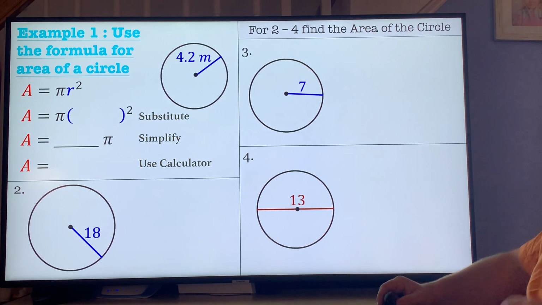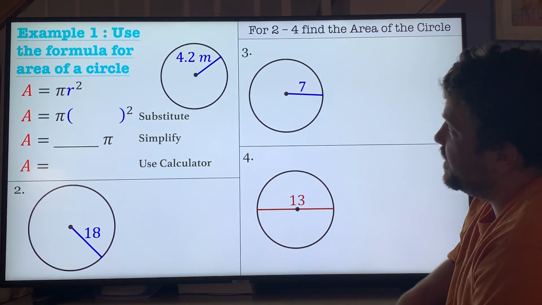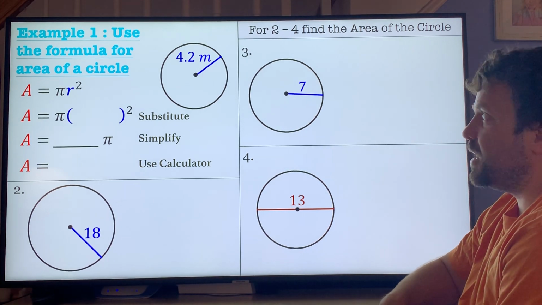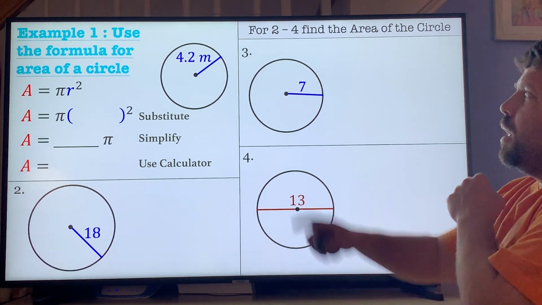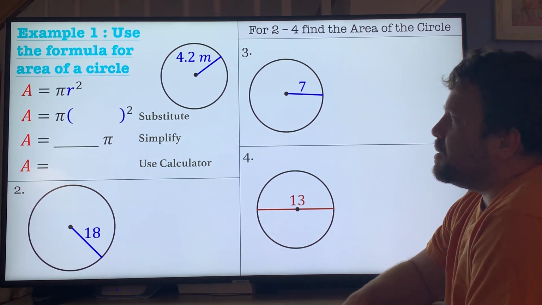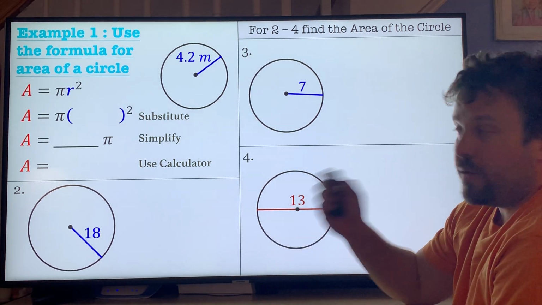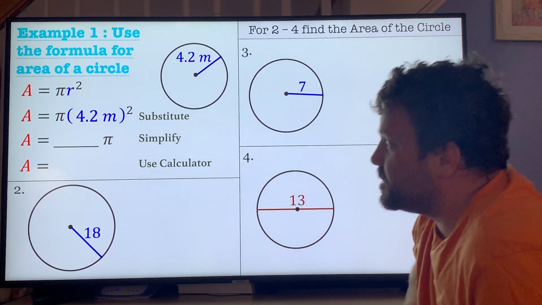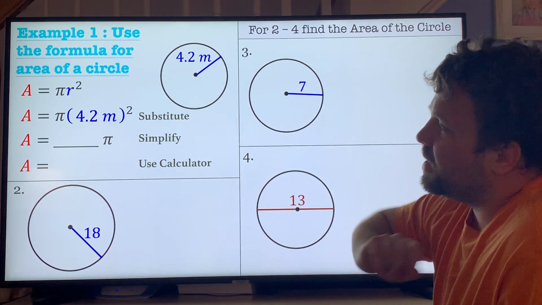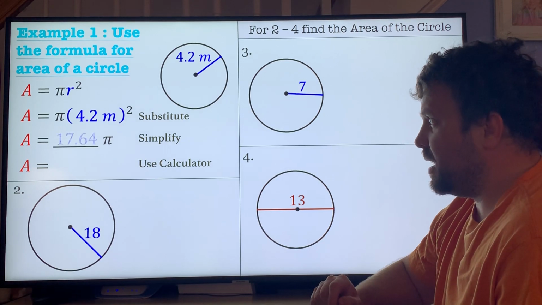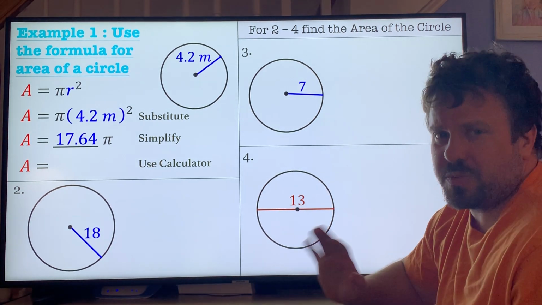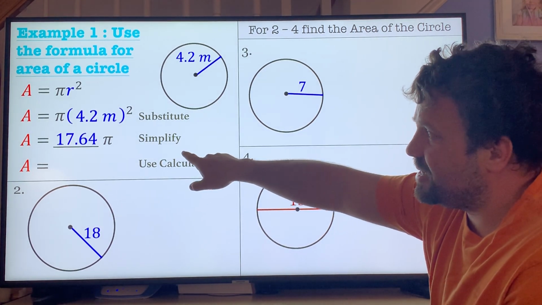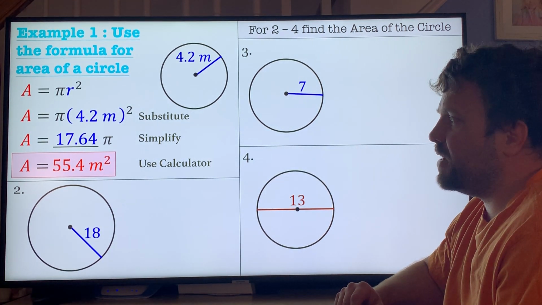So let's do some examples. The first 3 examples are going to show us how to find the area of a circle. Using the formula right there, why don't you guys try to fill that in? 4.2 is our radius, so pi times 4.2 squared. The M just stands for meters, a unit of measurement. When you square 4.2, you get 17.64. I just went to the hundredths place so I didn't go crazy. Typically you would just multiply by pi at the same time, and you get 55.4.